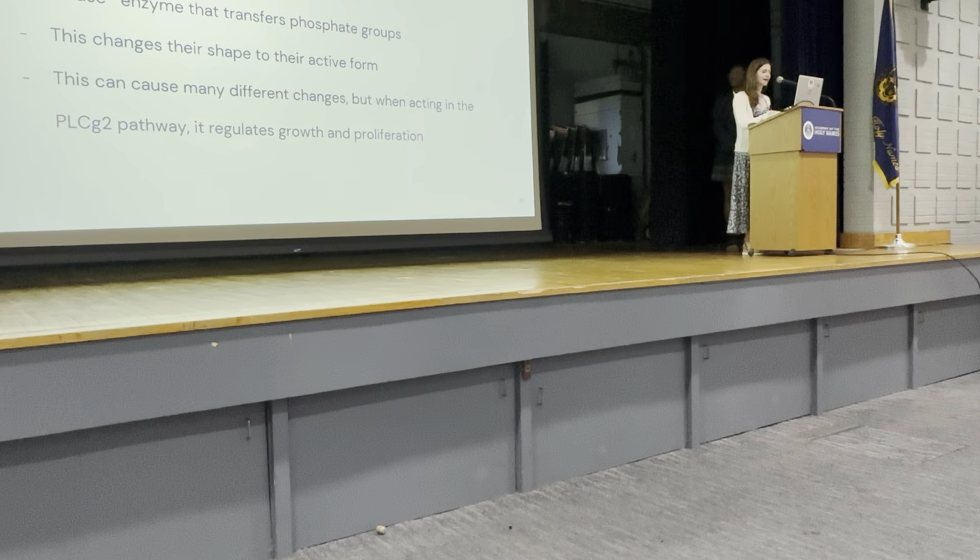So what is BTK? Bruton's tyrosine kinase, or BTK, is an enzyme that plays a critical role in intracellular signaling, regulating growth and proliferation. It transfers phosphate groups from adenosine triphosphate, or ATP, to different proteins within a cell, which changes their shape to their active forms, allowing them to do work within the cell. Several different types of cancer require BTK for survival because of its role in cellular growth and proliferation.